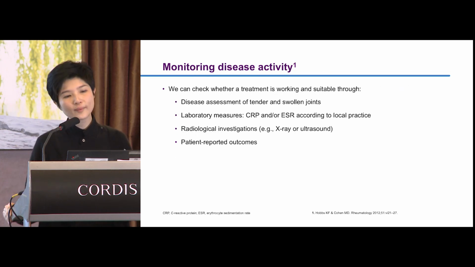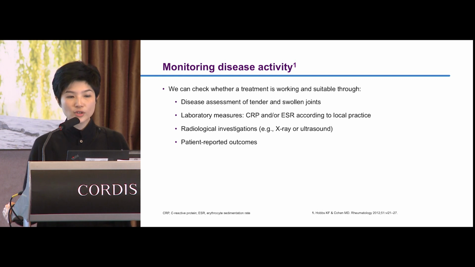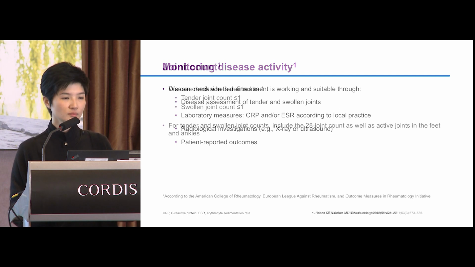So we go to disease activity monitoring. How can we check whether a treatment is working or not? We can achieve this by doing the following 4 items. First, disease assessment of tender and swollen joints. Second is the laboratory measures, ESR and CRP. The third one is radiological investigation like X-ray and ultrasound. And lastly is patient-reported outcome. I would like to go through these one by one with you.